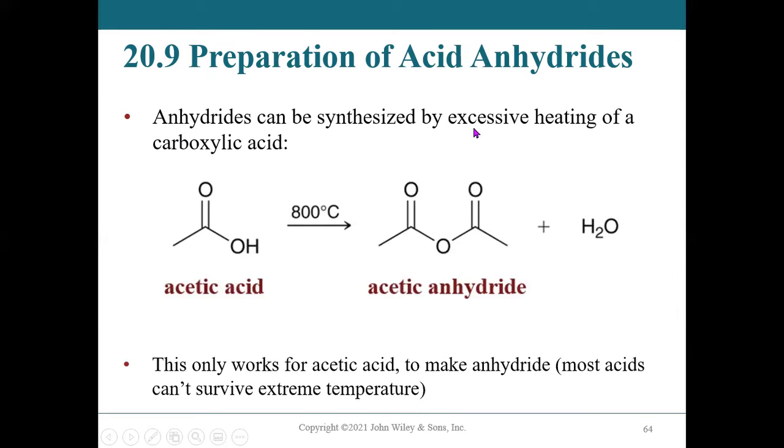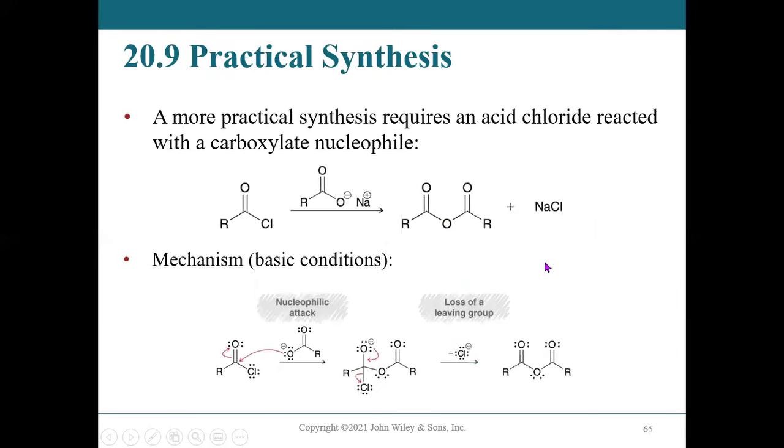Anhydride can be synthesized by excessive heating of carboxylic acid. For example, acetic acid heated up to 800 degrees Celsius produces acetic anhydride, and this only works for acetic acid. To make anhydride, most acids cannot survive extreme temperatures like this. We have to use some other way. A more practical synthesis requires an acid chloride reacted with a carboxylate nucleophile. So that's how we produce anhydride.